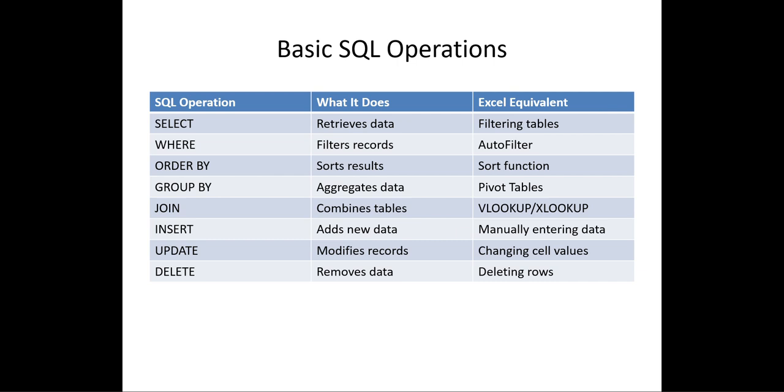Where clause: when you use it, you're also using the where clause to filter the records, and it would be equivalent to AutoFilter in Excel. Order by, that's another command in SQL. It sorts results, so it's basically the sorting in Microsoft Excel. Group by basically aggregates the data, just like you would be doing in a pivot table.